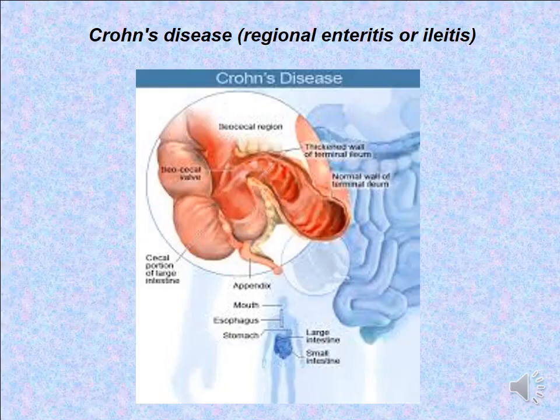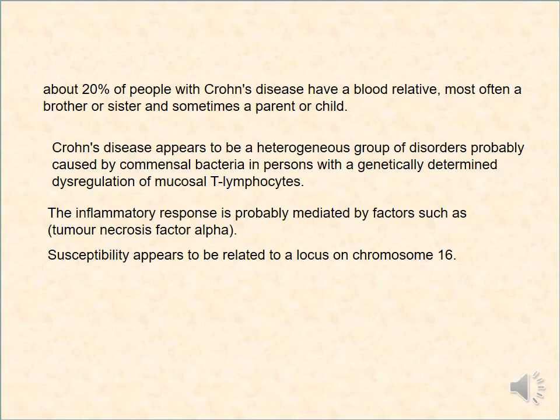Now, the disease is Crohn's disease, the regional enteritis or ileitis. About 2% of people with Crohn's disease have blood relatives, most often a brother or sister, and sometimes a parent or child. So it is a genetic transmission. Crohn's disease appears to be a heterogeneous group of disorders probably caused by combinations of bacteria in persons with genetically determined dysregulation of mucosal T lymphocytes.